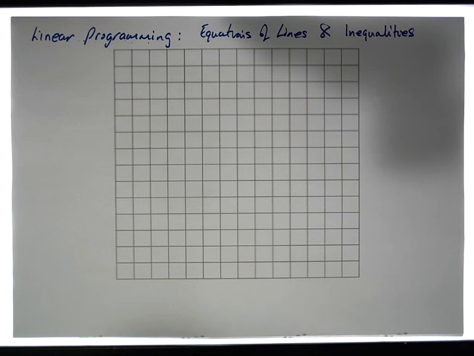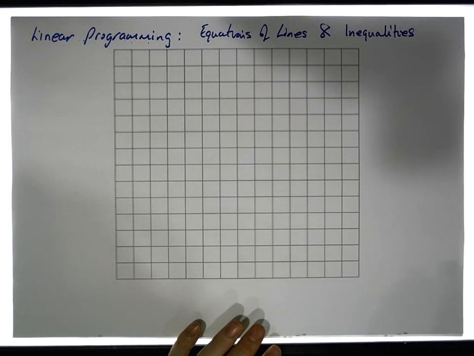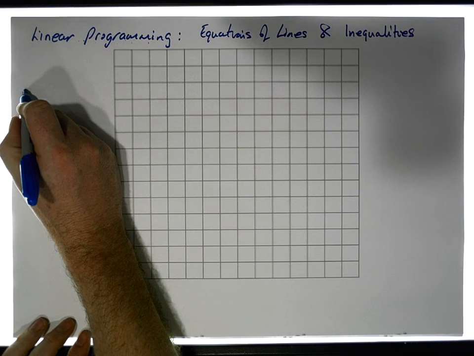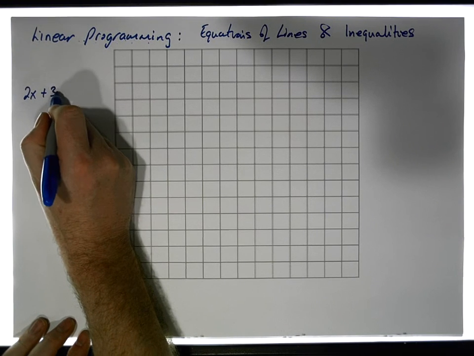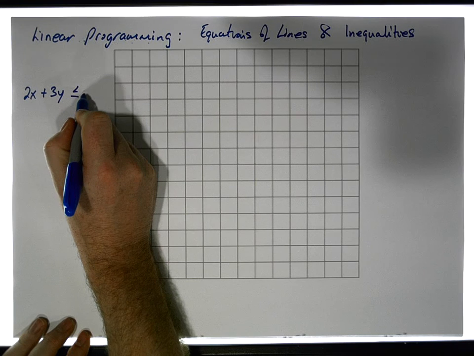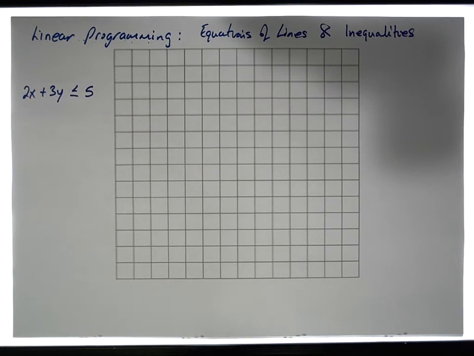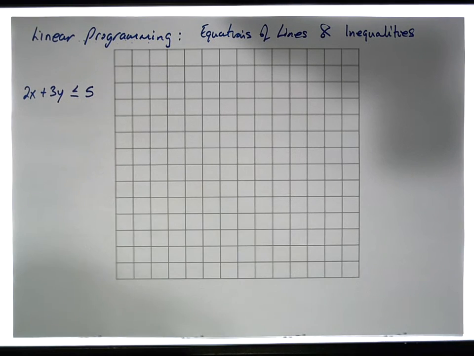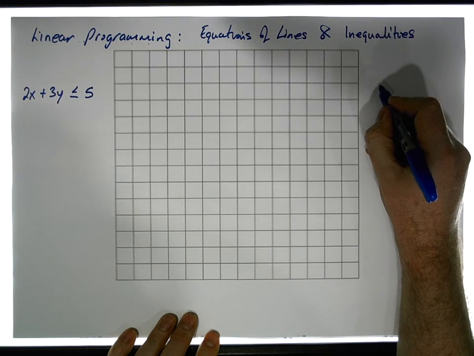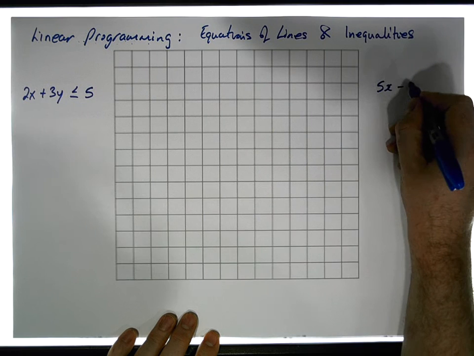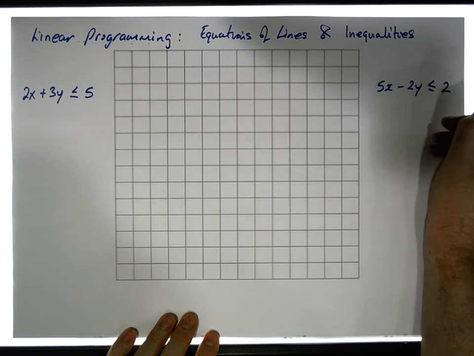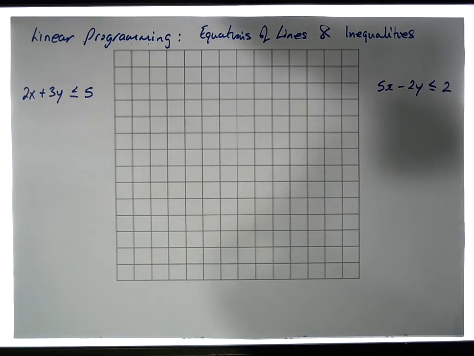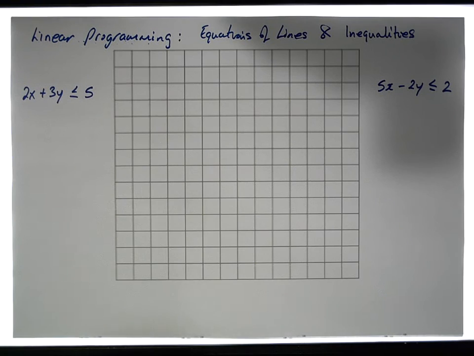Maybe just to motivate this particular example, I want to consider two equations. The first one is 2x plus 3y is less than or equal to 5. It's not an equal sign here, it's actually an inequality. And I'd also like to consider this inequality, which is 5x minus 2y is less than or equal to 2. We'll throw in another few inequalities in a moment, but let me set the scene.